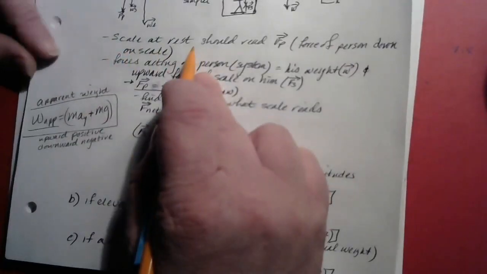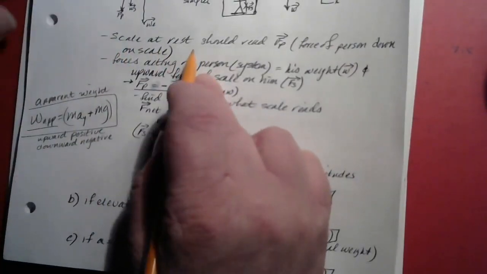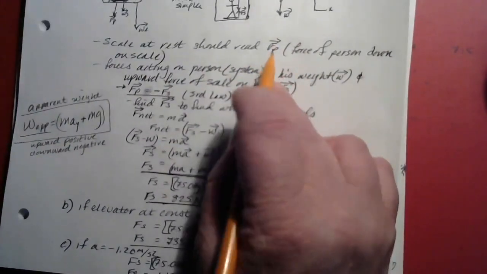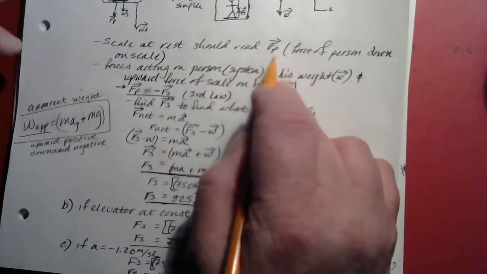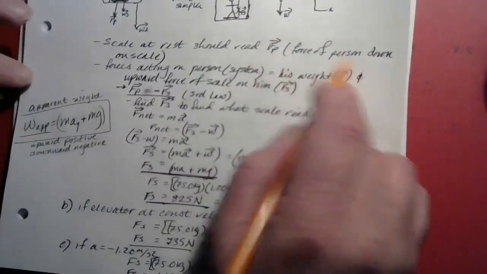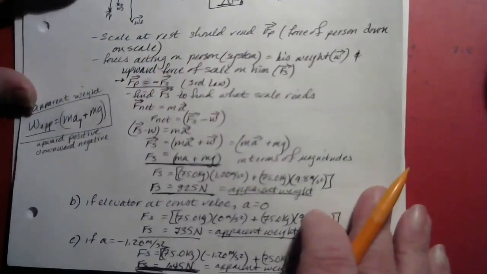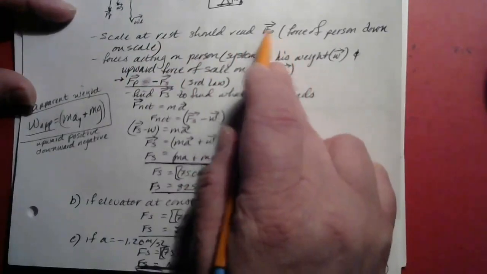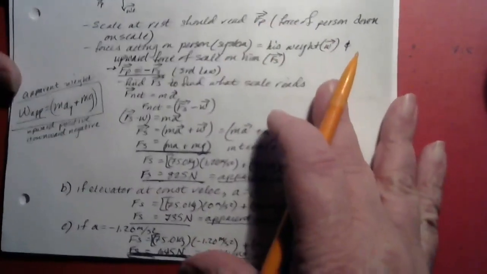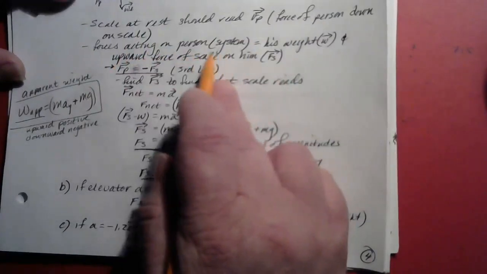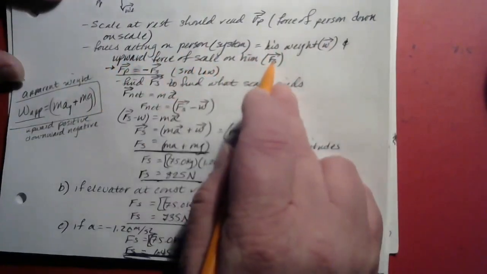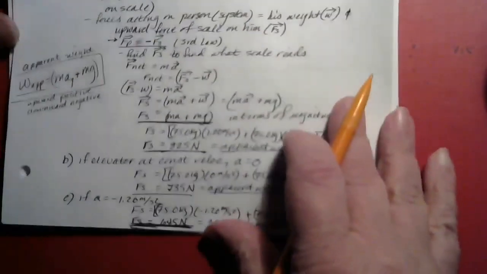At rest, or in motion at a constant velocity, the scale should read the person's actual weight, which would be FP in this case, the force of the person pressing down on the scale. The forces acting on the person, which is the system in this case, would be his weight, that's W, and the upward force of the scale on him, which would be Fs.